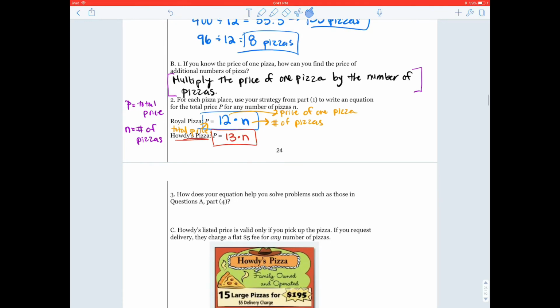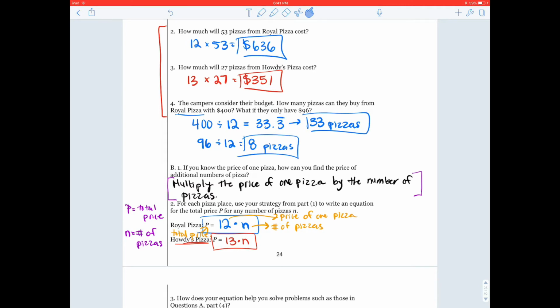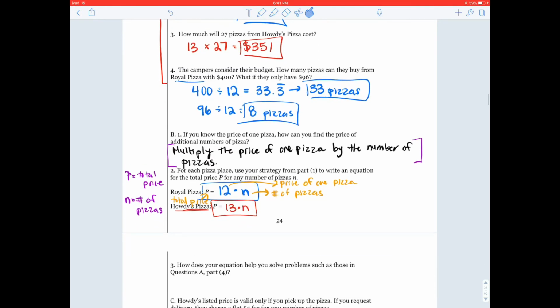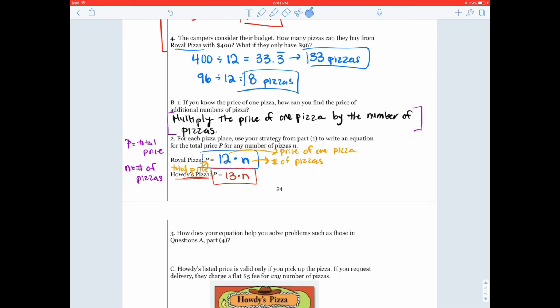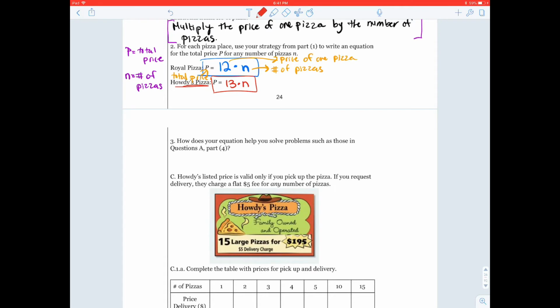Now, how does our equation help us solve problems such as those in question A, part 4? So part 4, if we look back here, we were talking about budget. What did we do? We took their budget, which was $400, and what did we divide by? 12 is the price of one pizza. So we took our budget and divided by the price of the pizza to figure out how many pizzas we could buy.